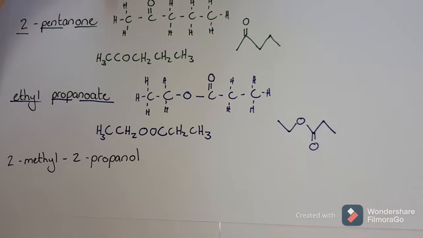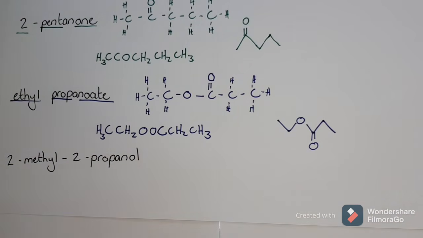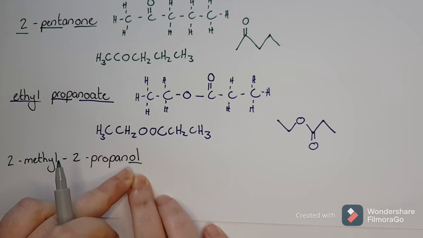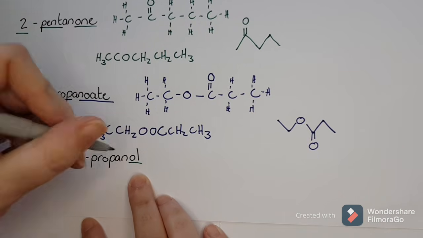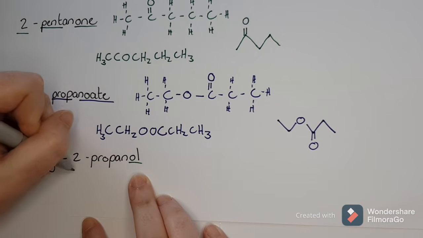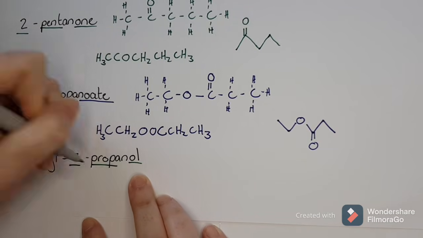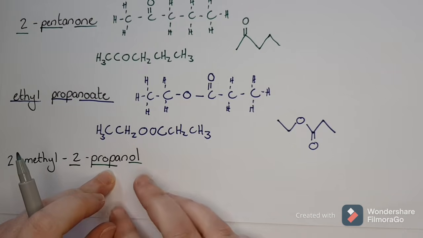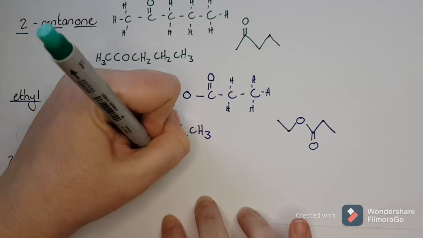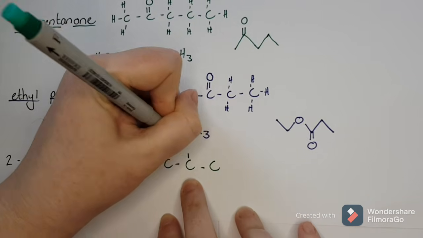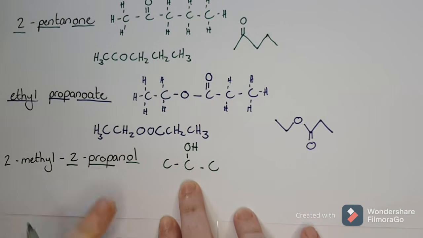Okay, now if I look at one last example, I have 2-methyl-2-propanol. So my functional group is the "ol", so that's the alcohol. And I know that those have to be numbered, so I'm told that that's on carbon 2. And my longest chain is "prop", so that means 3 carbons. So I draw a 3-carbon chain, and on carbon 2, there was the OH.